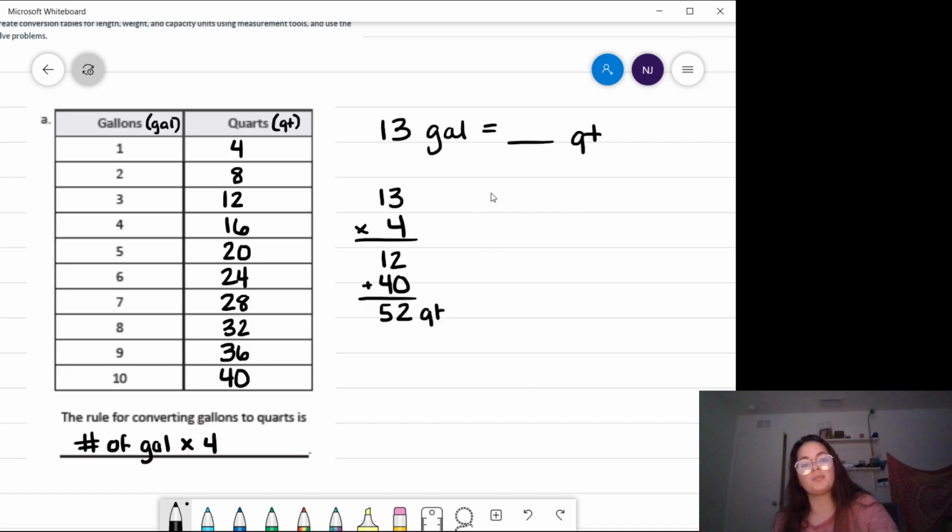We could also break it apart by doing, instead of 13 gallons, we can think of it as 10 gallons and then 3 gallons, and multiply those times 4.